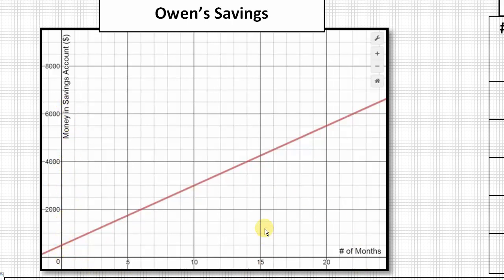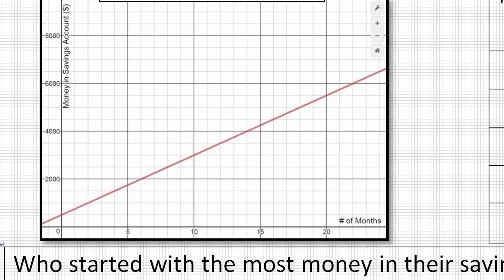So we were trying to find Owen's starting value. We know that the starting value comes from the y-intercept. So here's the y-axis. When x is 0, it looks like it crosses perfectly right here. And what is that value? That'd be $500. So Owen started with $500. So let's go ahead and scroll down and fill that in.